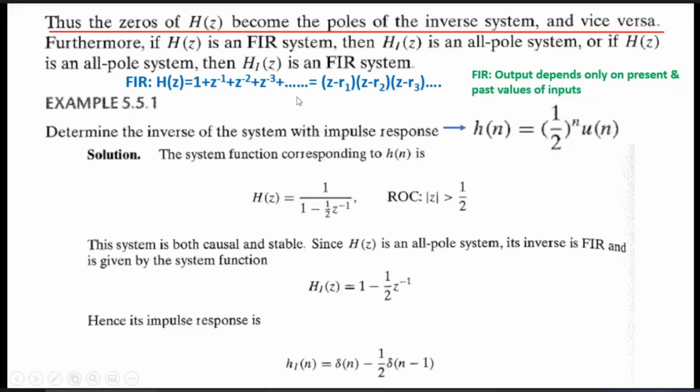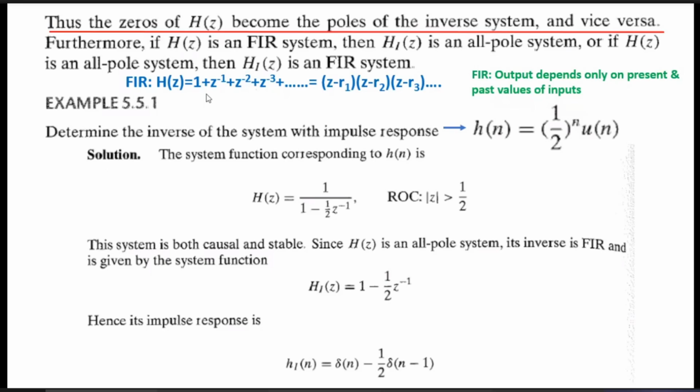This expression actually has only zeros. That means only the numerator is there, no denominator. If only the numerator is there, there are no poles, only zeros. So that represents an FIR system. An FIR system has the property that it has only zeros, no poles, and its example is the moving average filter.